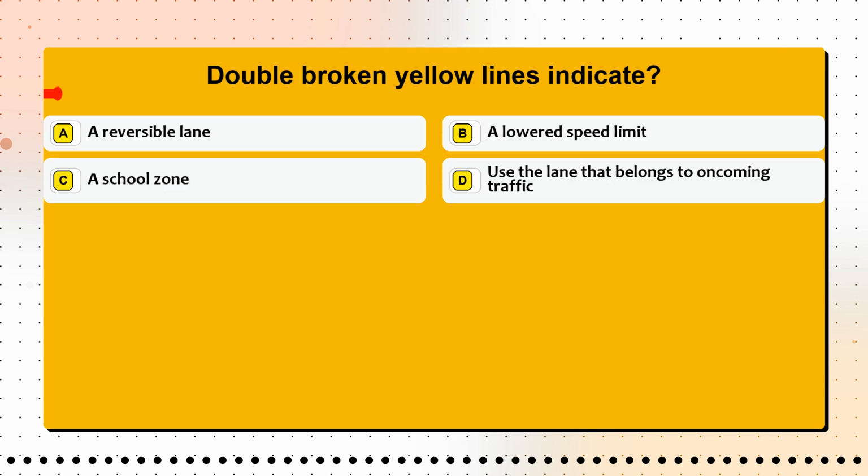Question 53. Double broken yellow lines indicate? Here are the options. Option A. A reversible lane. Option B. A lowered speed limit. Option C. A school zone. Option D. Use the lane that belongs to oncoming traffic.